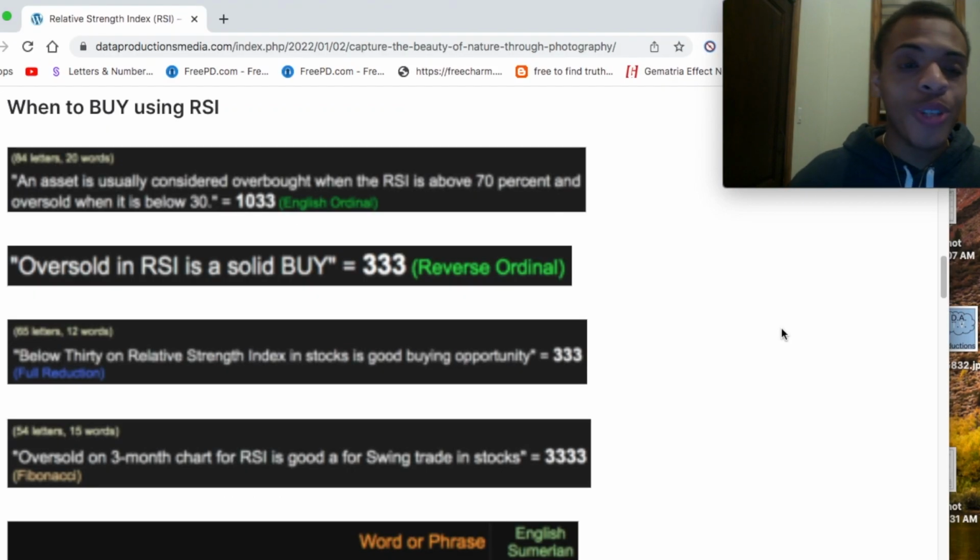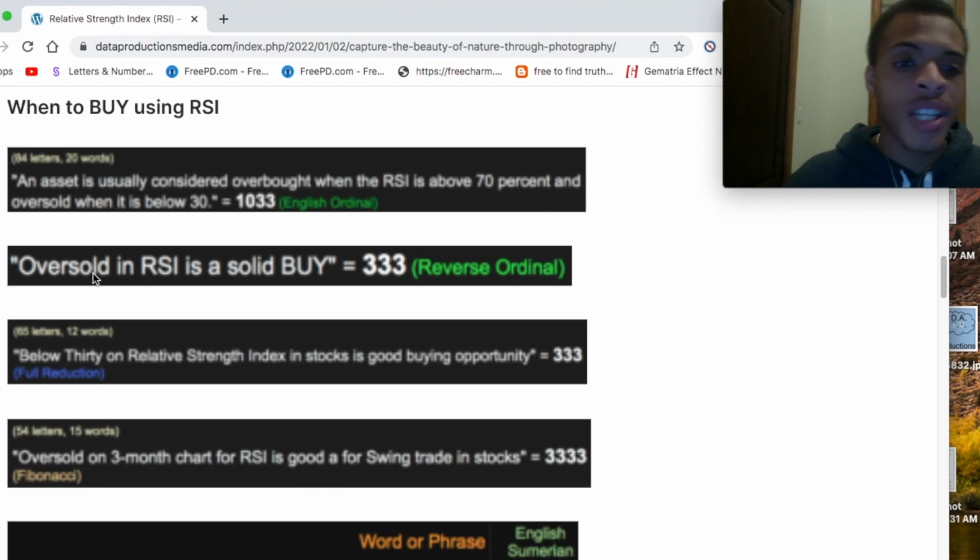When to buy using RSI. You know, I'm a poet and I didn't even know it. So an asset is usually considered overbought when the RSI is above 70 and oversold when it is below 30. So that's 1033 in the English ordinal. So that 133, 0 is a value placeholder.